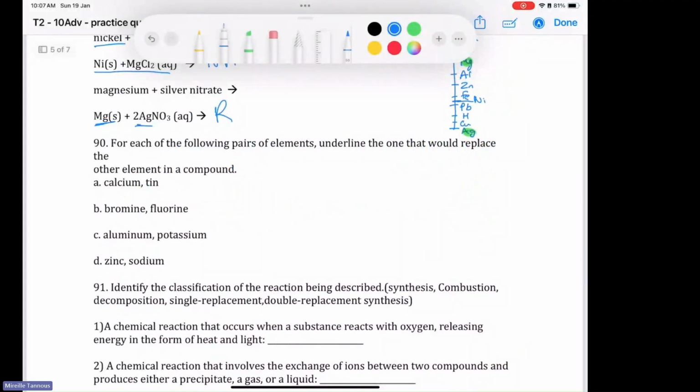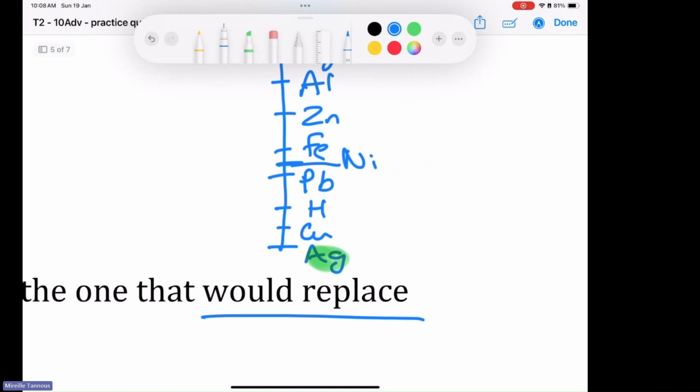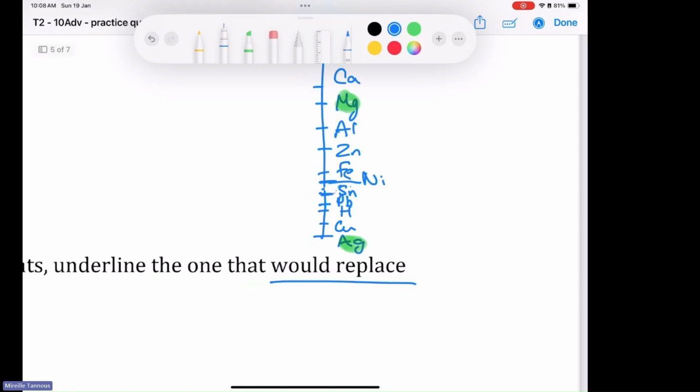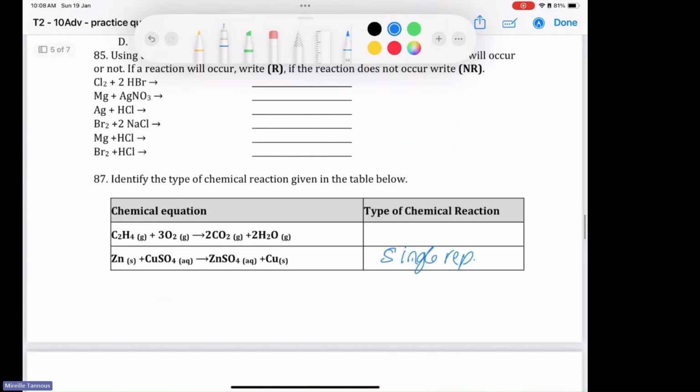Next. For each of the following pairs of elements, underline the one that would replace the other. Calcium and tin. I need a table containing tin. Here's one. Tin is right below lead. These two come here. There's tin and there is lead. I think you got the idea. So which one is higher? Calcium, tin, bromine, and fluorine. So I think I did it.